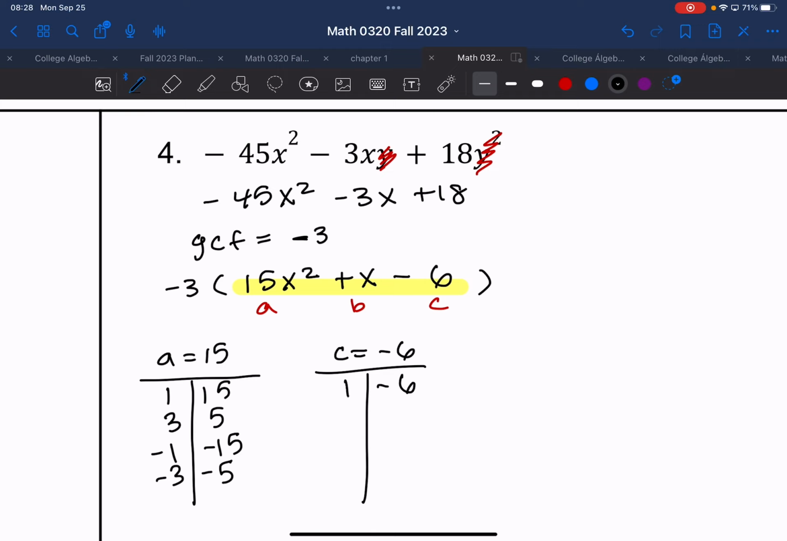1 and negative 6, and then we could also flip that, saying negative 1 and positive 6. And then what are the last two? Good, so negative 3 and 2, and then a positive 3 and negative 2. Right, because that will all give us 6, or that negative 6.